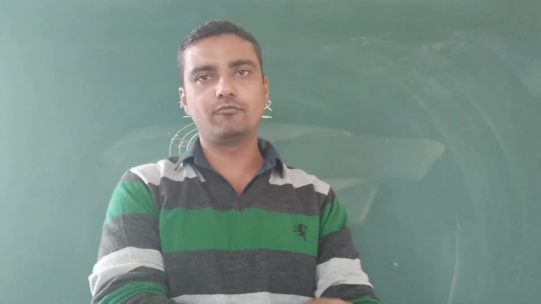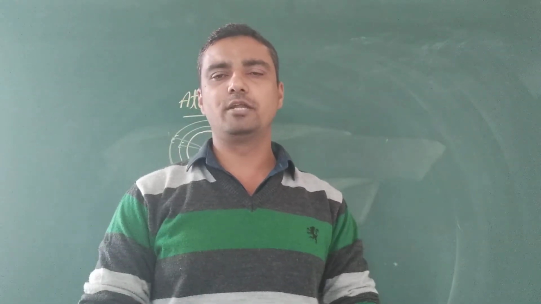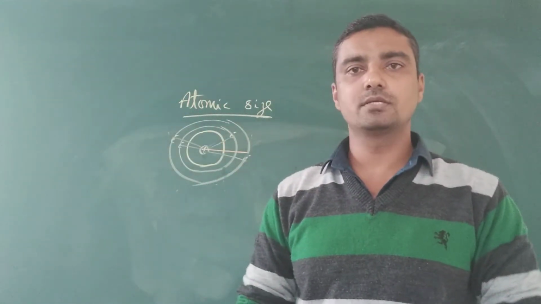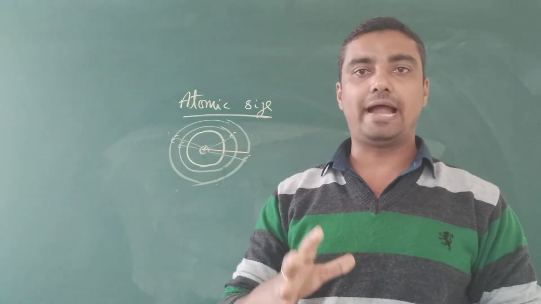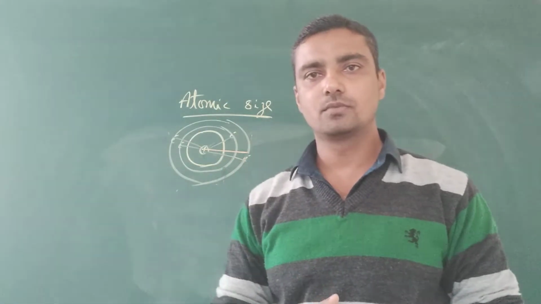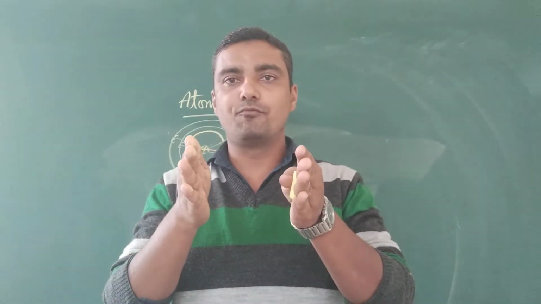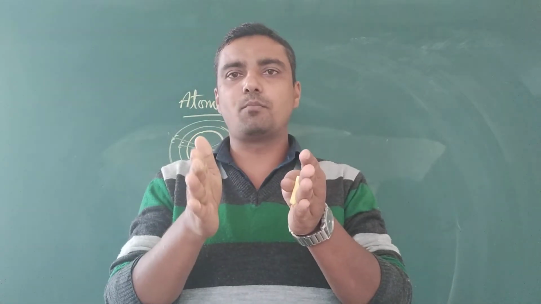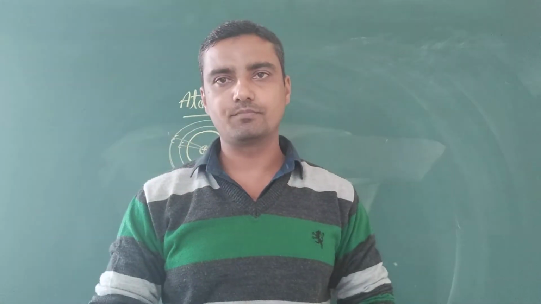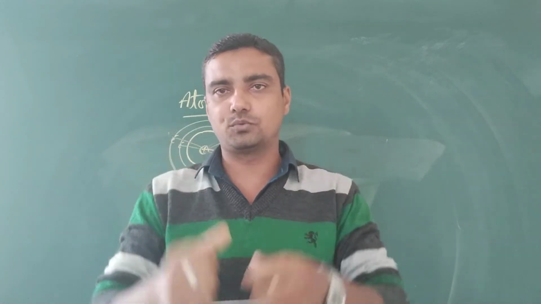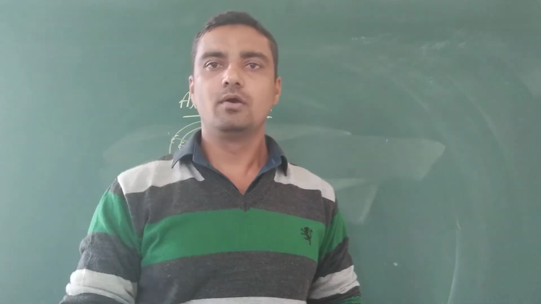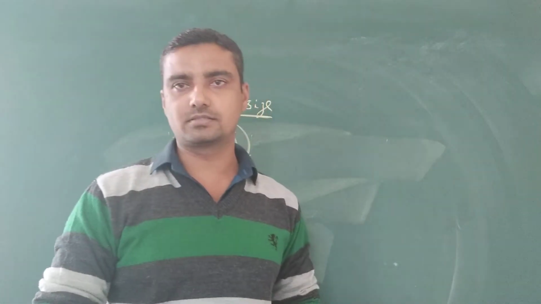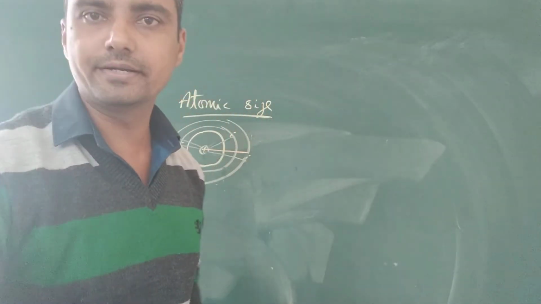If you come to atomic size, it is very difficult to measure. Why is it difficult to measure? Because the isolation of an atom from other atoms is difficult. These molecules have a strong force of attraction, so it is very difficult to break a molecule into atoms, and atoms are highly reactive. That's why we go for the covalent radius.